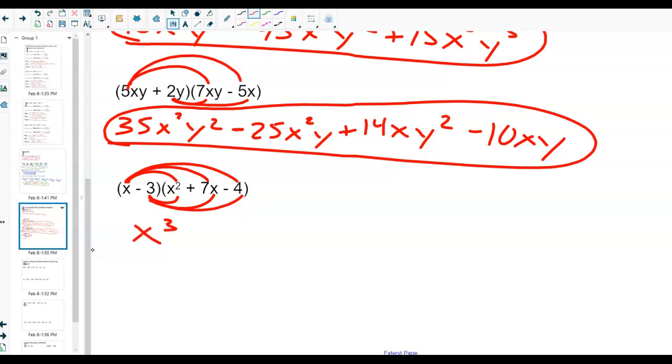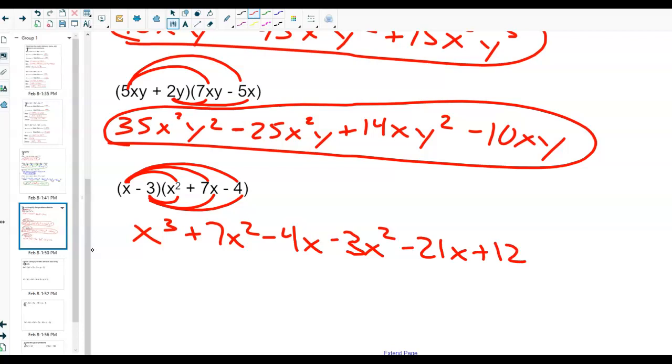X times x squared is x cubed, x times 7x is 7x squared, x times negative 4 is negative 4x. Negative 3 times x squared is negative 3x squared, negative 3 times 7x is negative 21x, and negative 3 times a negative 4 is a positive 12. And now I combine my like terms. 7x squared minus 3x squared, 4x squared. Negative 4x and negative 21x, negative 25x, and then it's a plus 12.